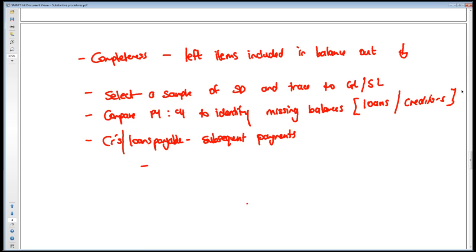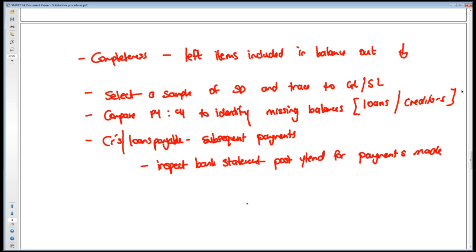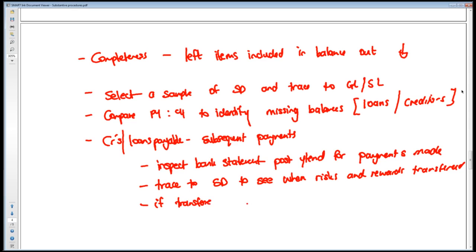So how do we do it? Inspect the bank statements post year end for payments made. And now, those payments, we go and trace to the source documents to see when risks and rewards transferred. And if they transferred prior to year end, inspect that a liability was raised at year end. So now this is me trying to find if they haven't raised the liability.